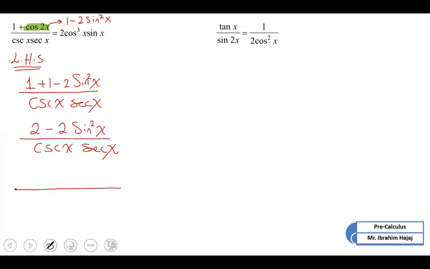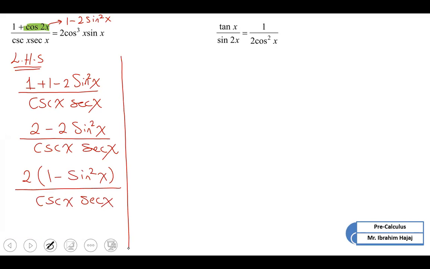Take 2 as a common factor up here. So 2, we still have 1 minus sine squared x over cosecant x secant x. And the next step, I'm going to complete up here. We have 2 and 1 minus sine squared, you know this identity, guys: 1 minus sine squared is equal to cosine squared. So it's 2 cosine squared x, all over cosecant x secant x.